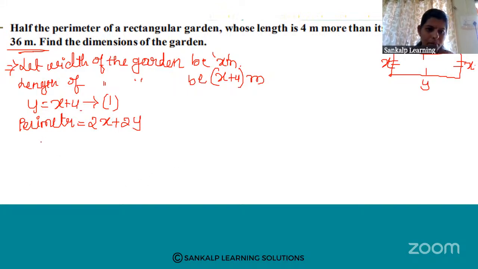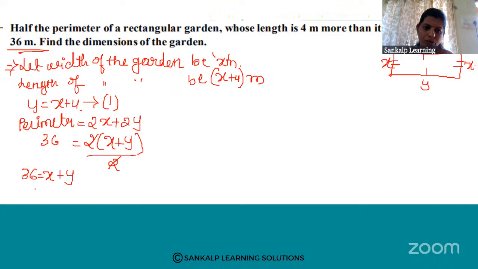Now, the perimeter is 36, they have given. I will take 2 common here: 2 times x plus y. Half of the perimeter they have given, that means divided by 2. Half means 1 divided by 2. So this is divided by 2, and the 2 and 2 will get cancelled. So 36 is equal to x plus y. y is equal to 36 minus x you will get. Transfer this x to this side, then 36 minus x. So this is equation number 2. So in this problem, we got two equations.